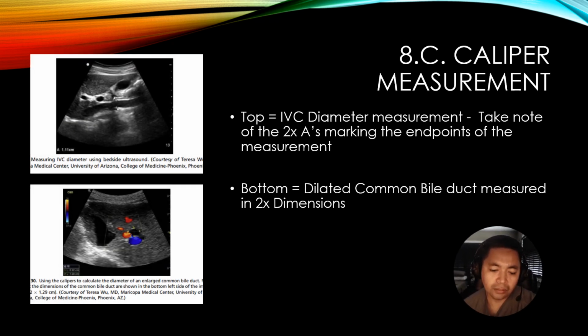The top example on the left measures the IVC diameter. Now take note of the two crosshairs, letter A's, which mark the endpoints of the measurement. The example on the bottom shows a dilated common bile duct in cross section being measured in 2 dimensions.